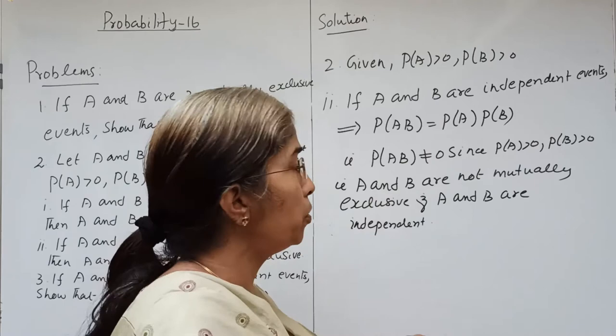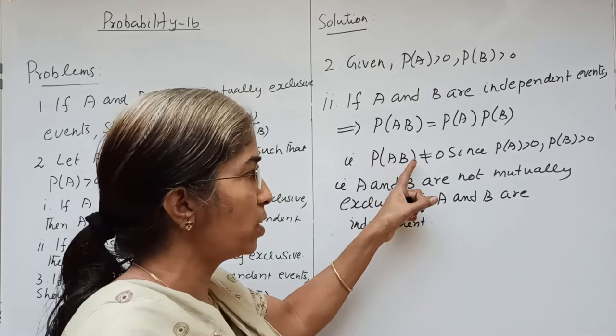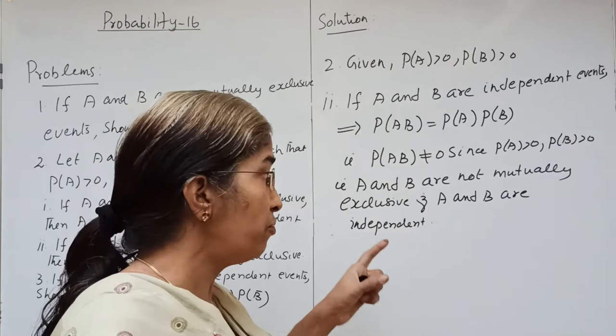And we know P of AB equal to 0 is the condition for mutually exclusive events. That is, as P of AB is not equal to 0, A and B are not mutually exclusive if A and B are independent. Okay, then question number 2 is over.